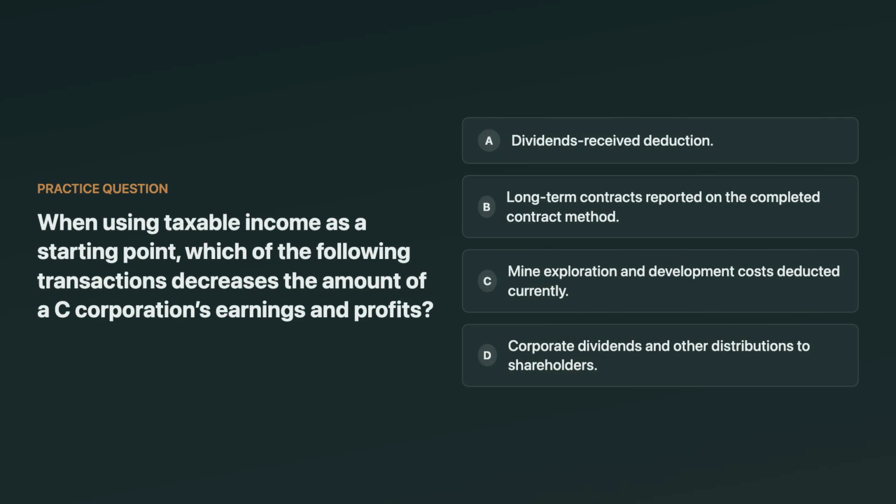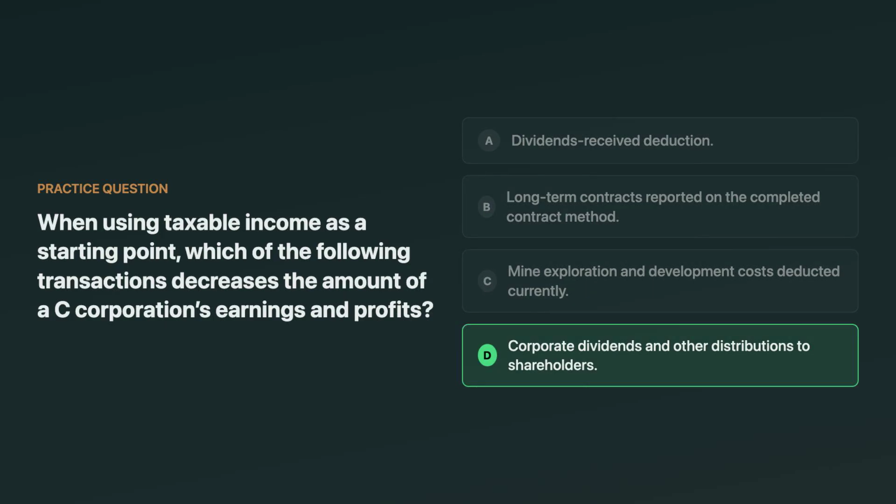When you start with taxable income, which transaction decreases a C corporation's earnings and profits? Choices include a dividends received deduction, completed contract long-term contracts, mine exploration costs deducted currently, or corporate dividends and other distributions to shareholders. Think about it.